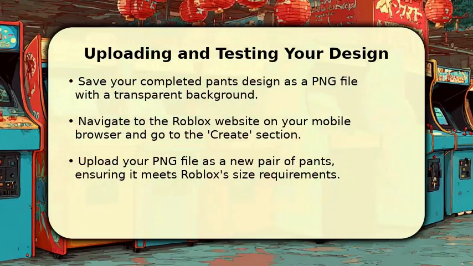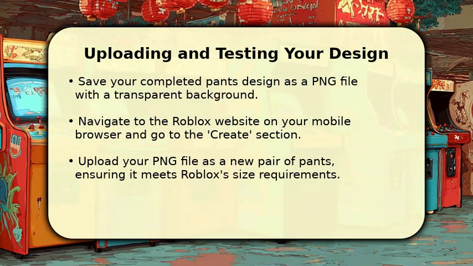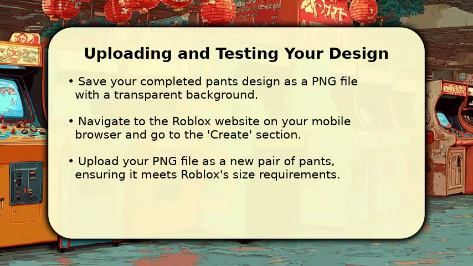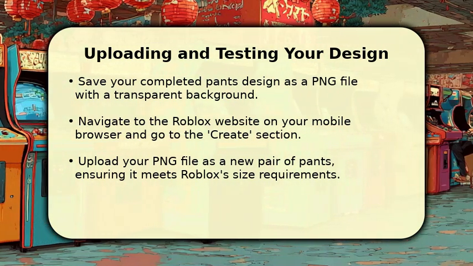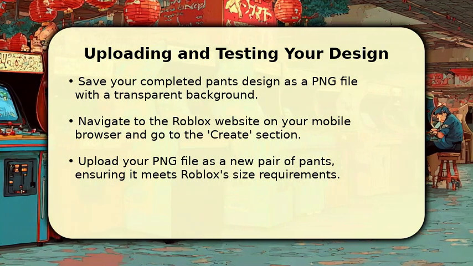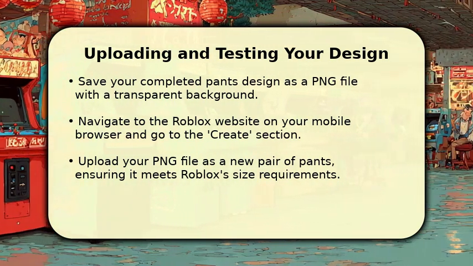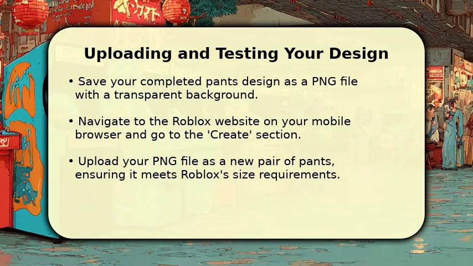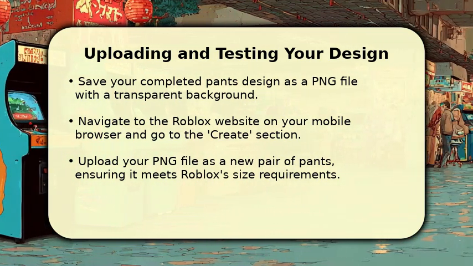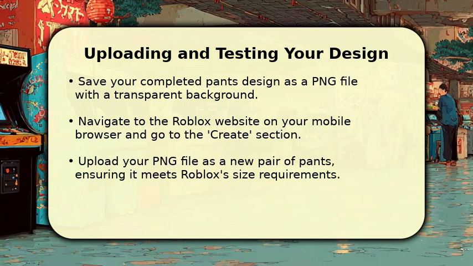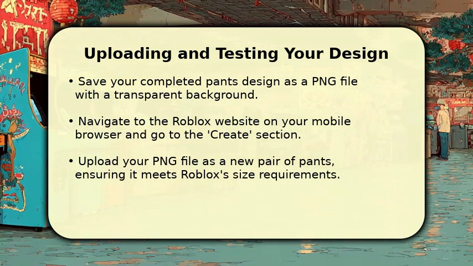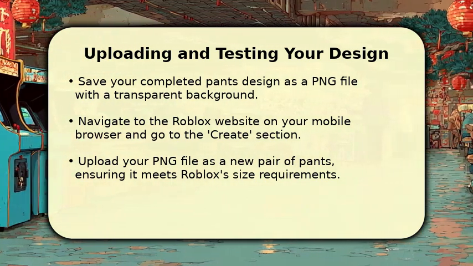Once your design is perfect, save it as a PNG file. It's important to have a transparent background for areas you don't want covered. Then, head over to the Roblox website using your mobile browser. Go to the Create section, select Pants, and upload your PNG. Roblox typically requires images to be 585 pixels wide by 559 pixels tall.